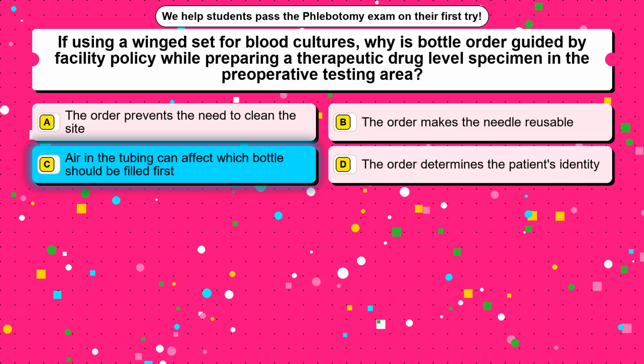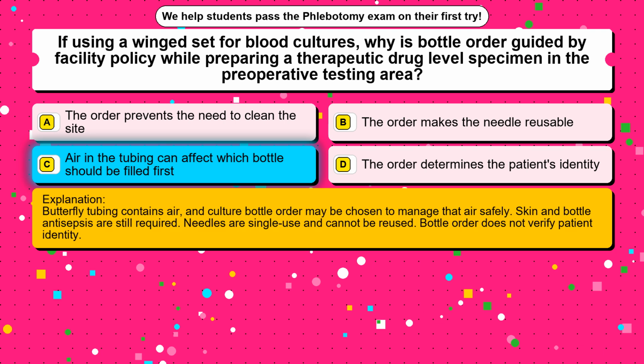The correct answer is option C. Air in the tubing can affect which bottle should be filled first. Butterfly tubing contains air, and culture bottle order may be chosen to manage that air safely. Skin and bottle antisepsis are still required. Needles are single-use and cannot be reused. Bottle order does not verify patient identity.